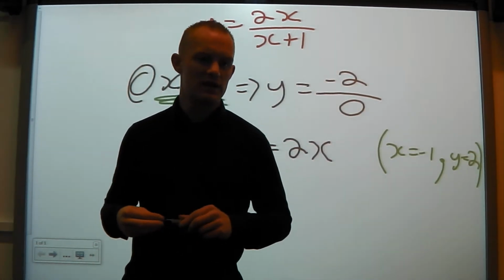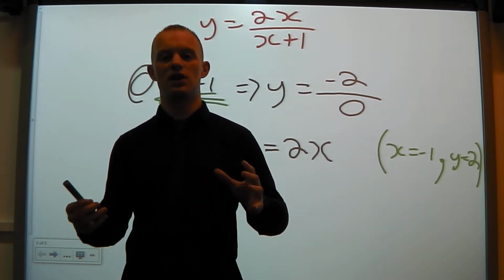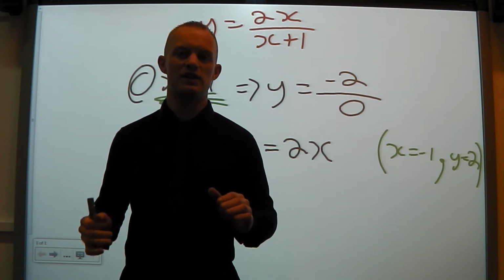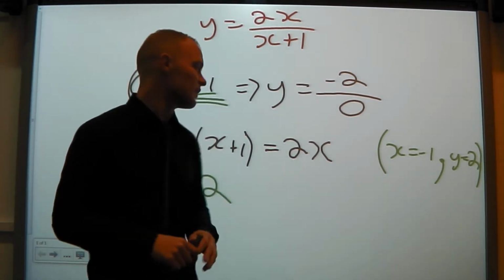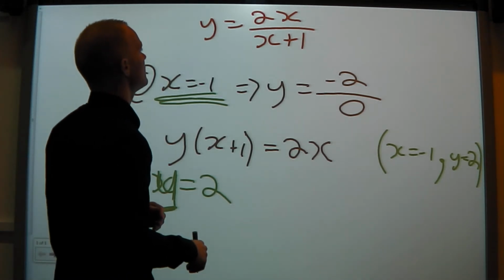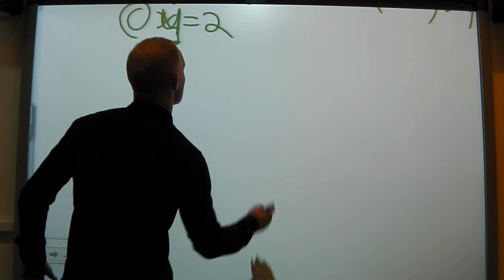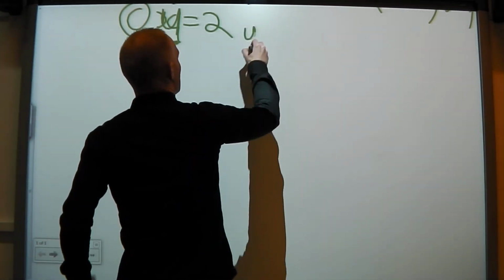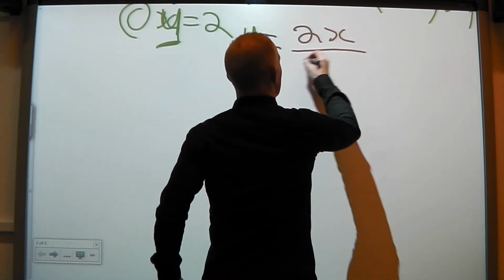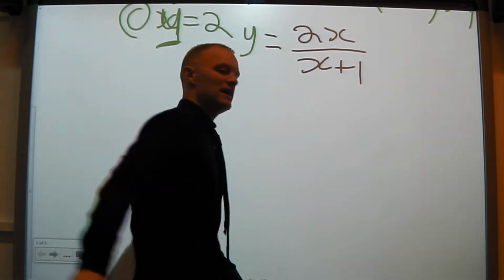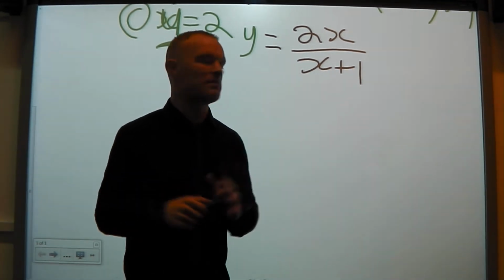Now we're also asked to find the coordinates of Q. Now to do this we have to get the derivative of the equation because we have to find the slope of the tangent first. So our original equation is y equal to 2x over x plus 1. Now we want to find the slope at the point P.